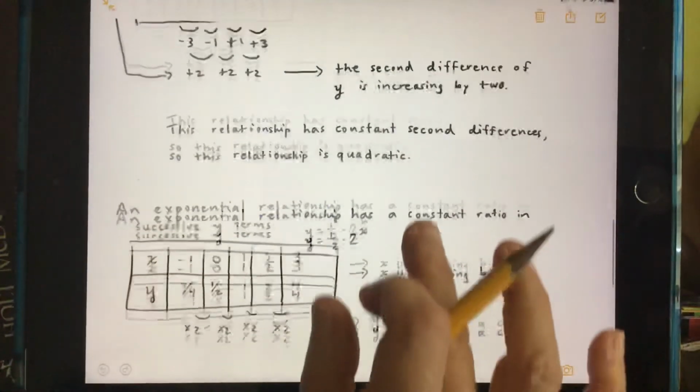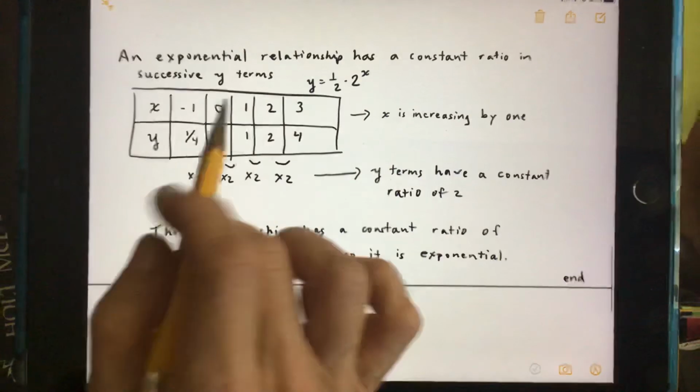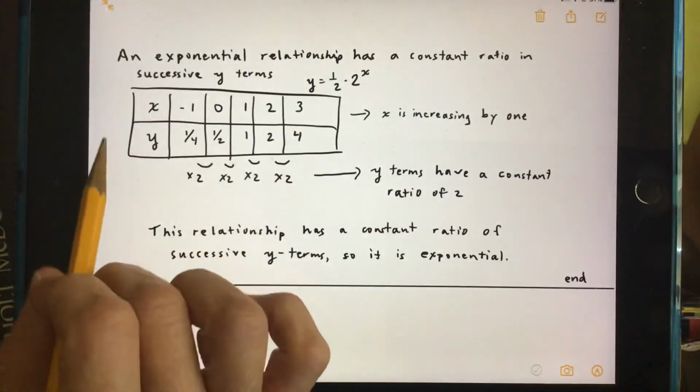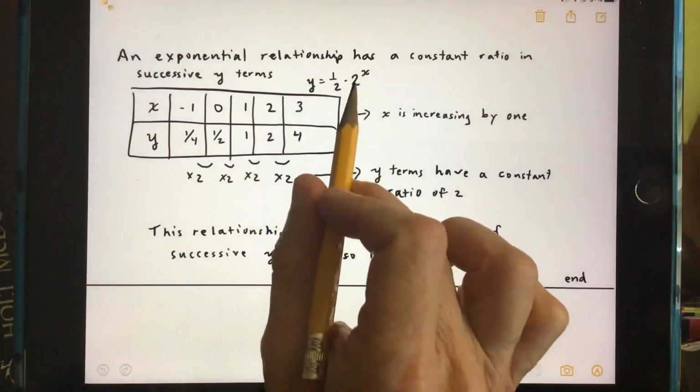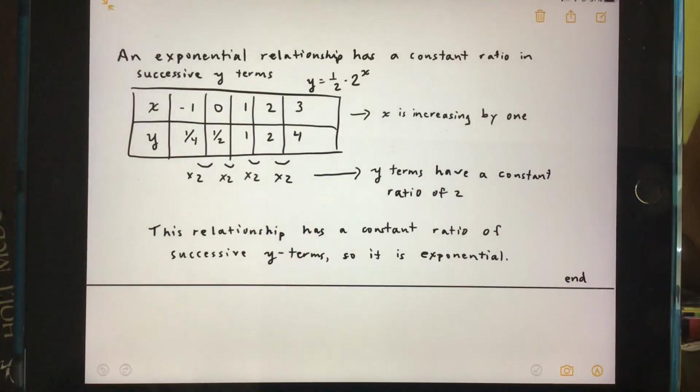What about exponential relationships? Well, again, I've given you the equation that I'm plugging into to create the table of values, but we're not going to use the fact that we see x in the exponent to conclude that this is an exponential relationship. Instead, again, we're going to look at the table of values. And again, we're setting it up so x is increasing by 1, and when x is increasing by 1, we're going to see what's happening here in the bottom row.